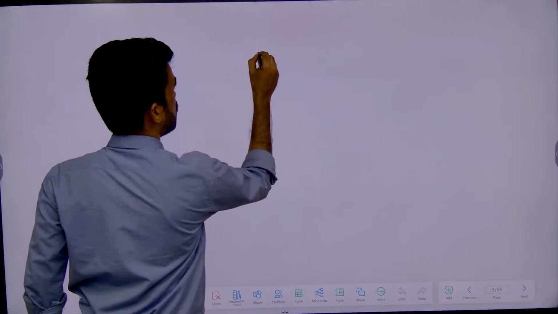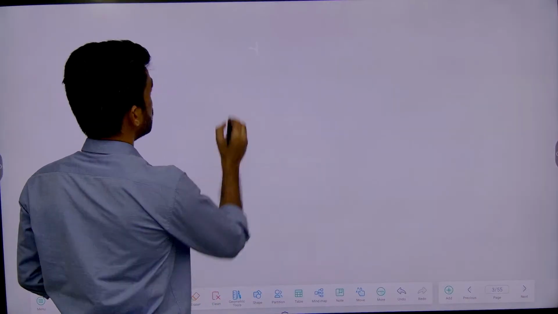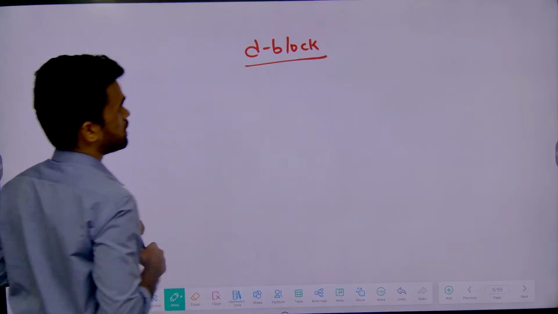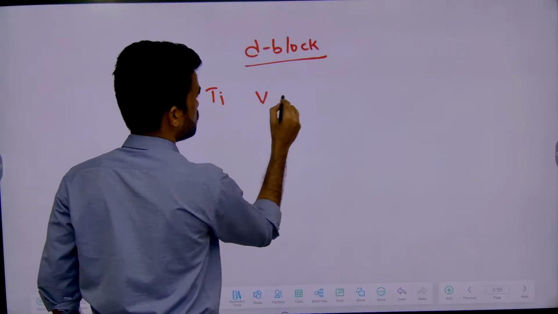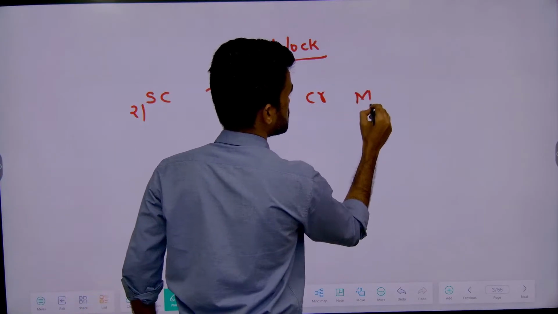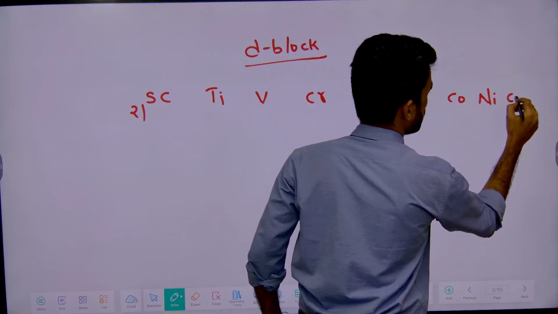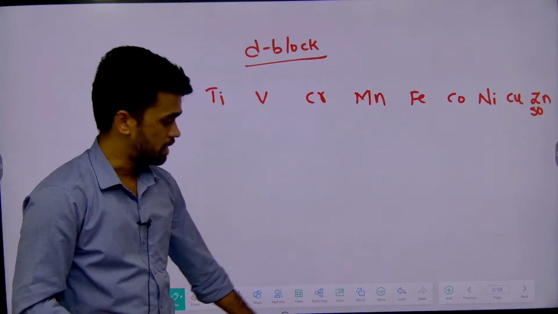Like d block elements, what are the things we have? Tell me once. D block. So tell me what are the elements we have? Starts from scandium 21. Scandium, titanium, vanadium, chromium, manganese, iron, cobalt, nickel, copper, zinc. So 21 to 30. Next.